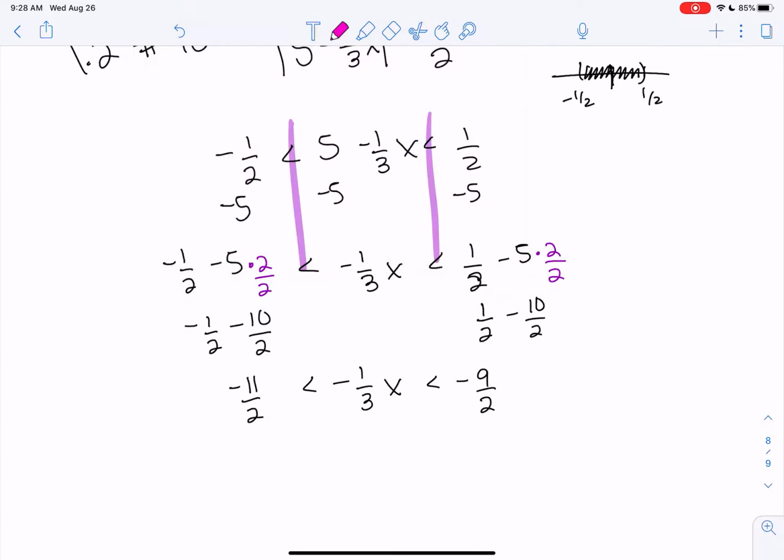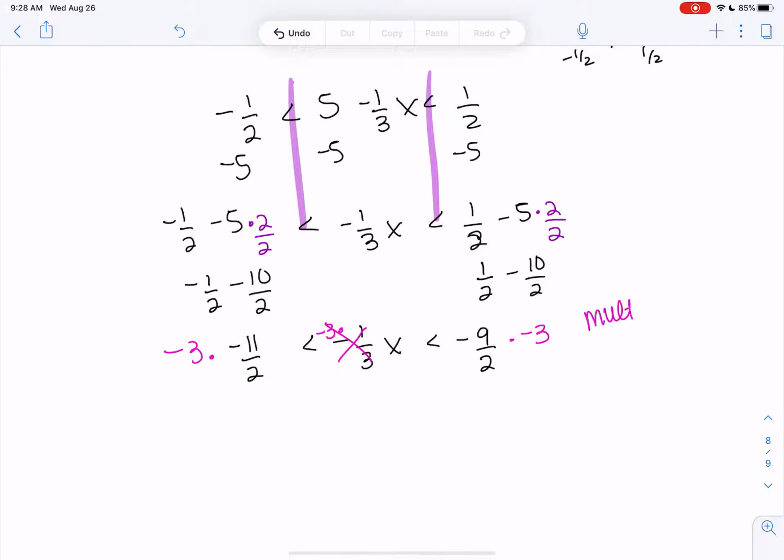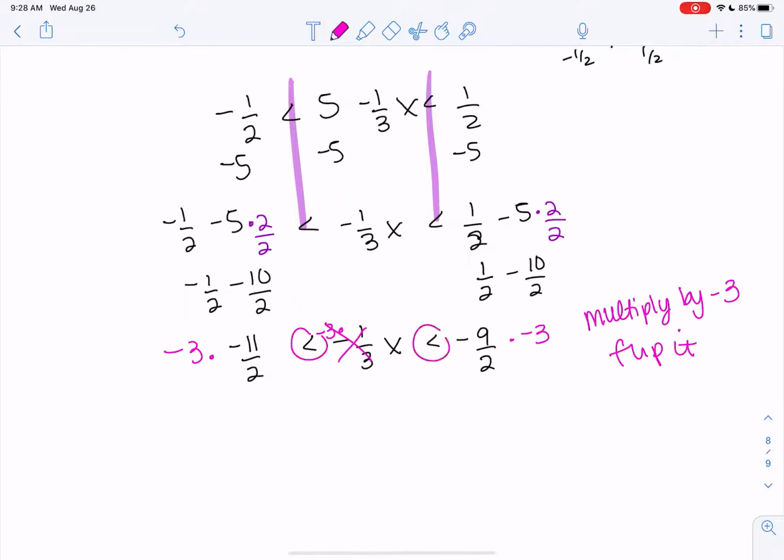So now I want to get rid of the -1/3. So I'm going to times by -3. So it's going to make that go away. Times by -3, times by -3. What happens when I multiply by a negative number? It's because it's negative that we're going to flip it. So flip them. So I get 33 over 2 is greater than x, which is greater than 27 over 2.